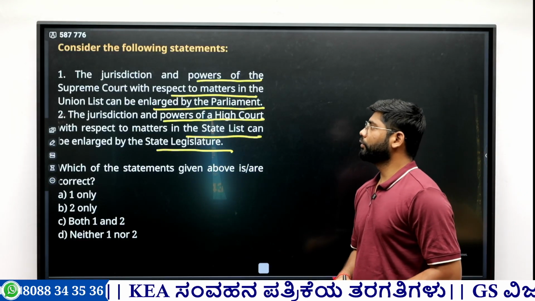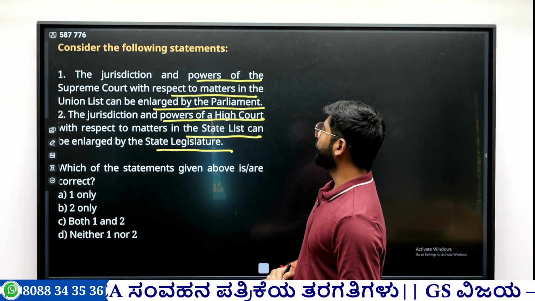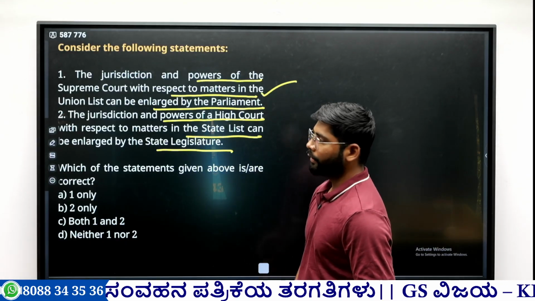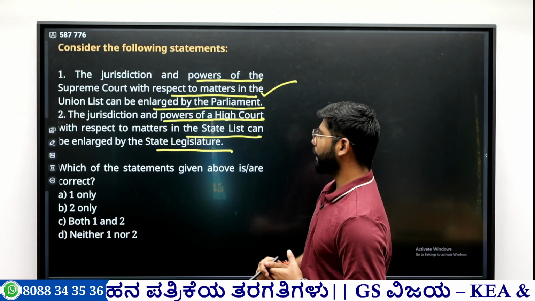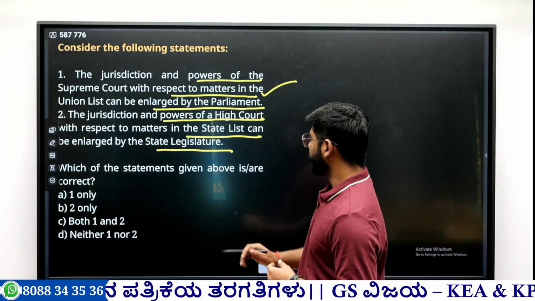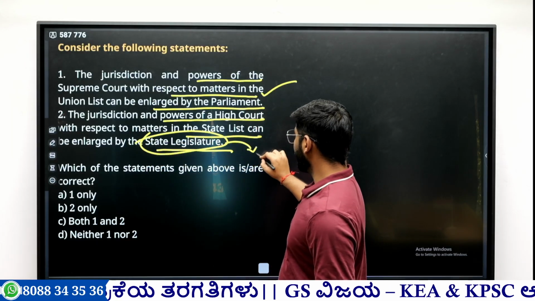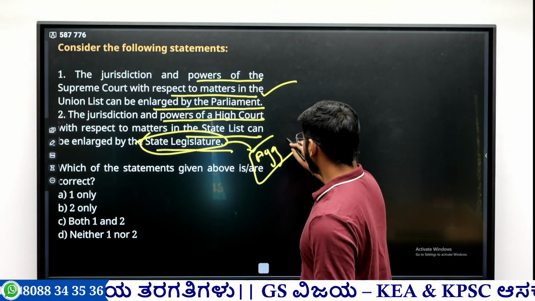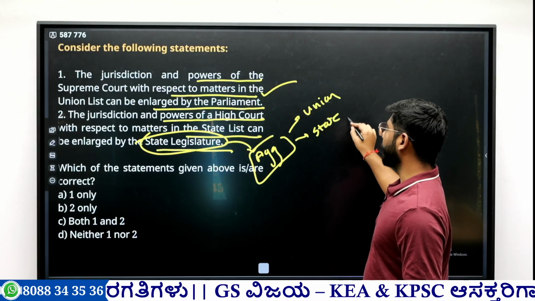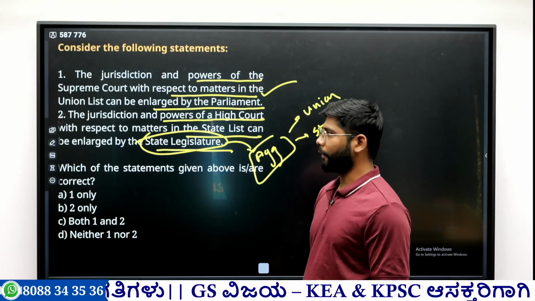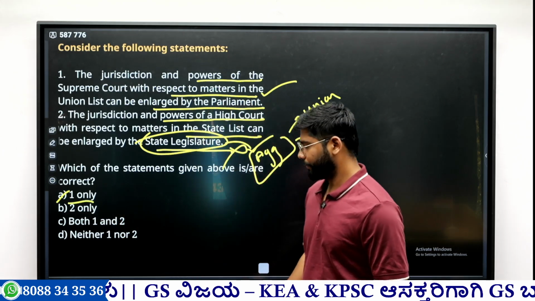Now when it comes to the jurisdiction and power of the Supreme Court with respect to the Union List, it is enlarged by Parliament. Yes, it is correct. Now, the jurisdiction and power of the High Court with respect to the State List can be enlarged by the state legislature. It is not by the state legislature, but by an agreement between the Union and the state government, and through this they will enlarge it. Not the state legislature itself. So the second statement is wrong here. The correct option is A. Only one is correct.